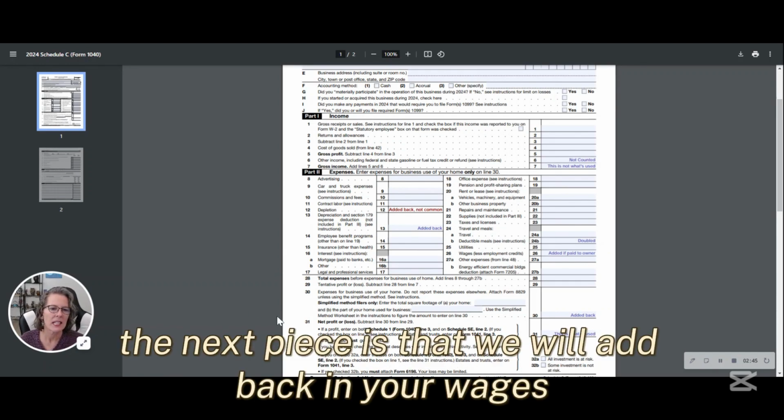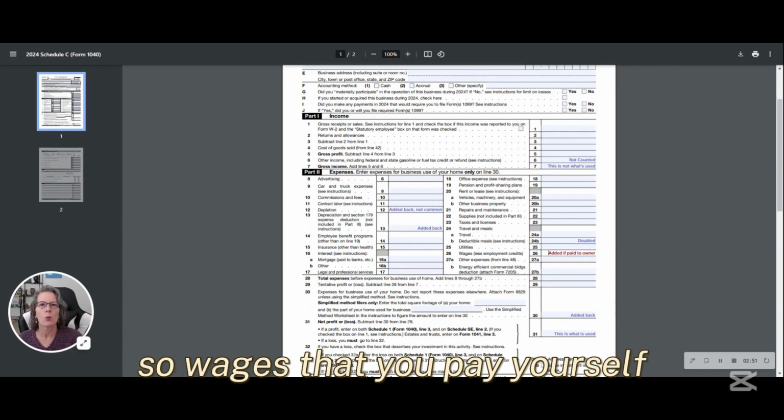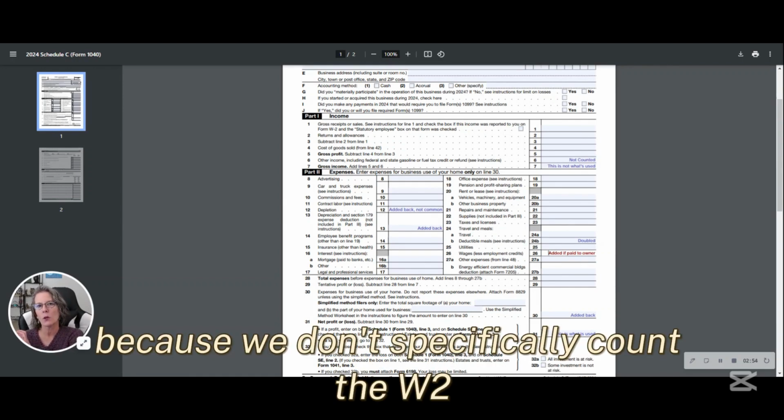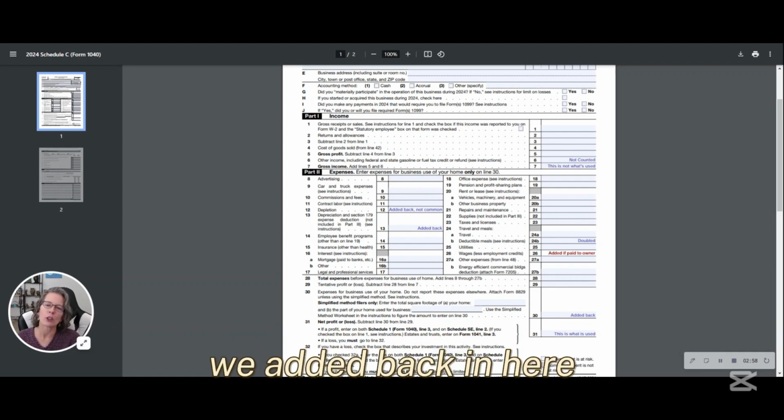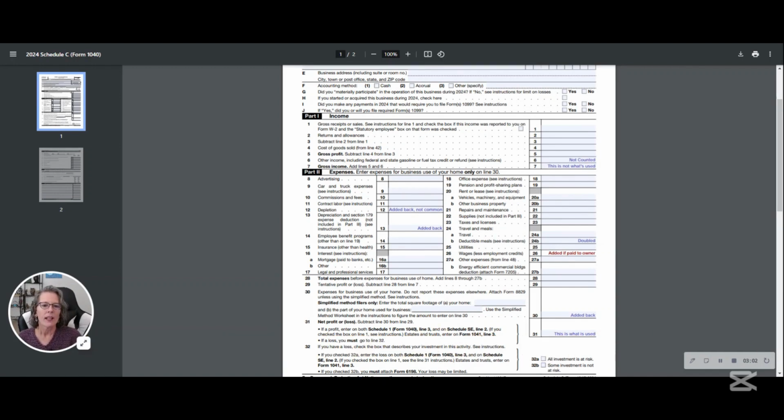The next piece is that we will add back in your wages if they were paid to the owner. So wages that you pay yourself, because we don't specifically count the W-2, we add it back in here to give you credit for that income that you paid yourself throughout the year.